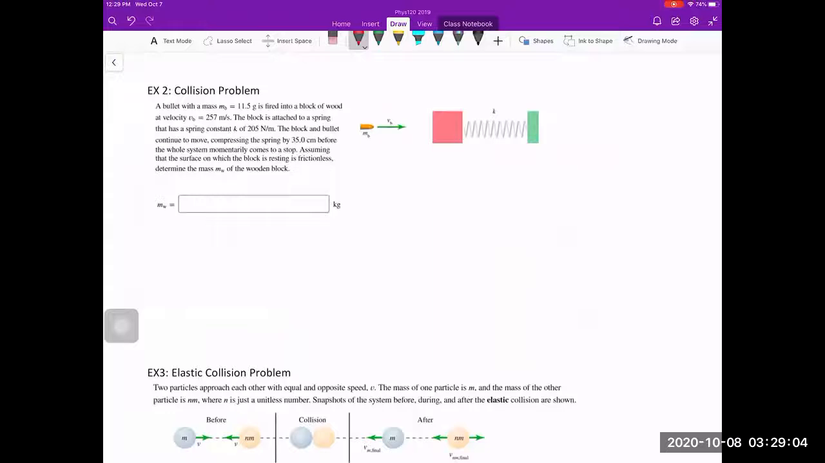Collision problem. They give you a bullet with a mass. So this mass is 11.5 grain. The speed of this bullet is 257 meter per second. This is very similar to the lab that you did, the ballistic pendulum, but there's no pendulum. The setup is a little bit different, but it's very similar. Then you should know how to solve this kind of problem.